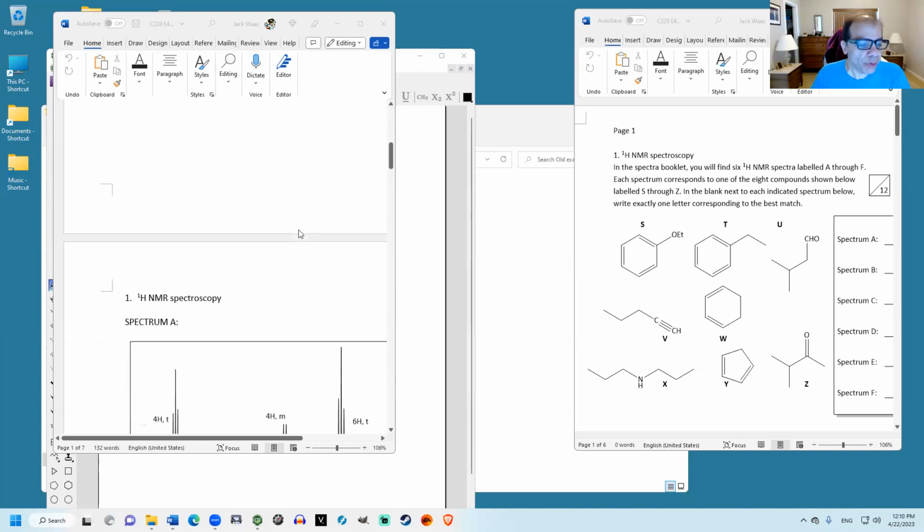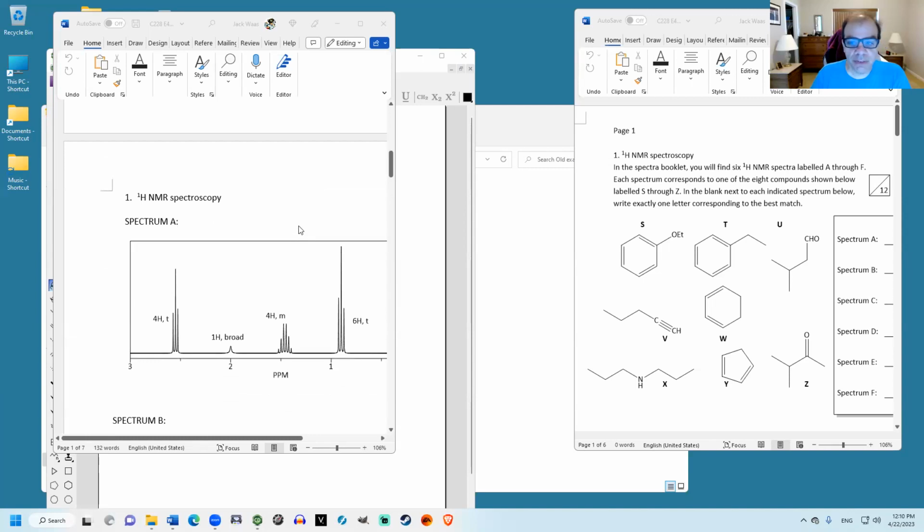So let's go over this practice exam, or this old exam from, I believe, the year 2000, could be 2021. The first part of the exam is over proton NMR spectroscopy, in which I gave them 8 structures and 6 spectra, and they had to match the spectrum to the structure. I would expect a similar section to be on your exam.